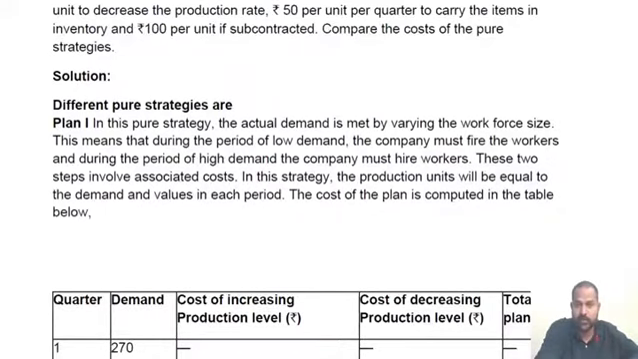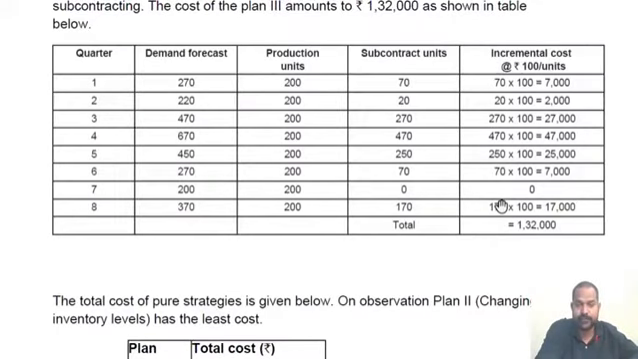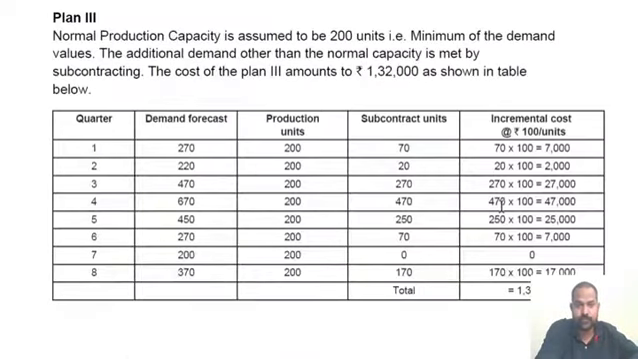Well, this part of the solution says that here normal production capacity is assumed to be 200, minimum of the demand value. In addition, whatever we need, we subcontract. They've written the answer here also, which is very stupid. They should come below the table. Anyway, quarter 1 to 8 forecast written what you are going to subcontract, and they've written the subcontracting cost there only and then taking a total. I've taken a total and then multiplied by 100.